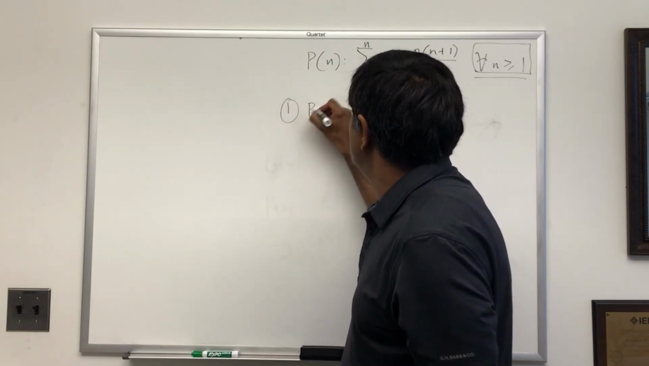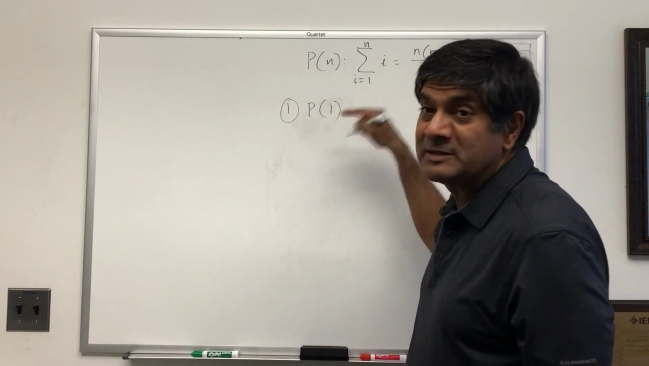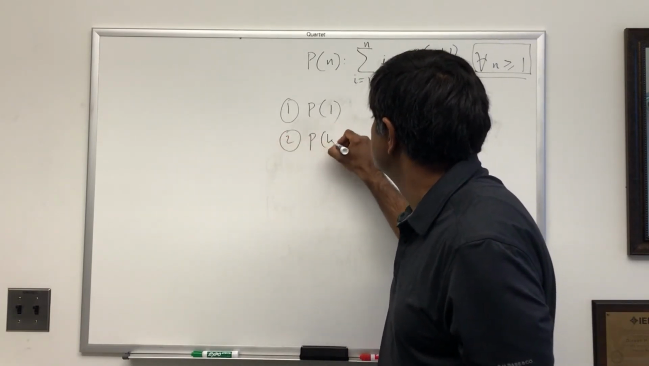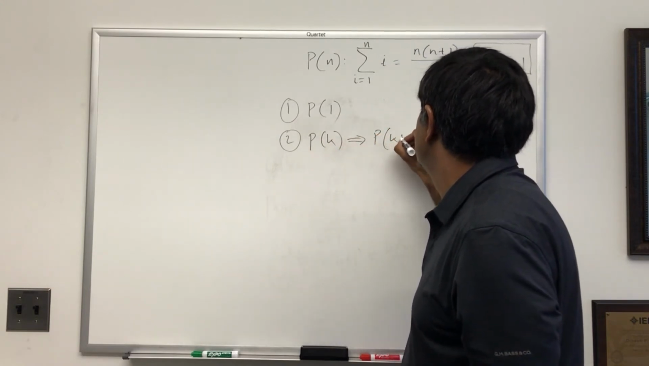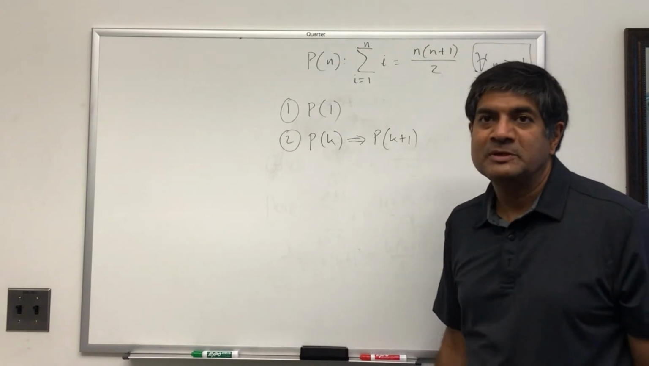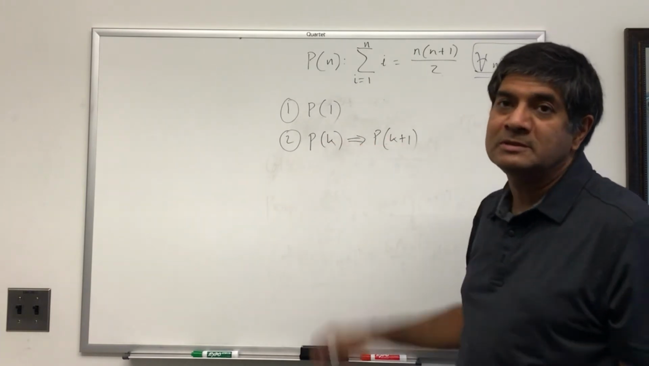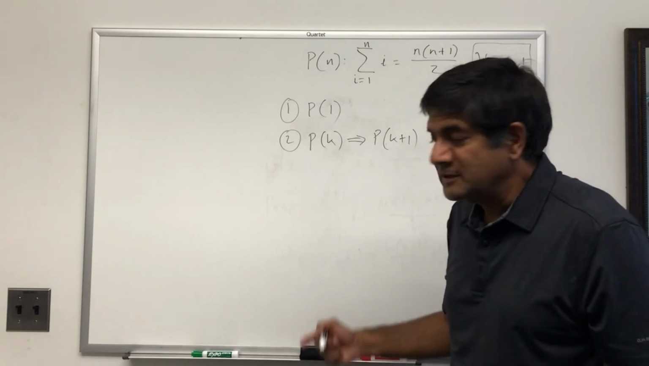So what a proof by induction is doing is proving two things. It proves P1, which was the base case, and then it proves that if Pk is true, then Pk plus 1 must be true as well. So this is an implication in logic.